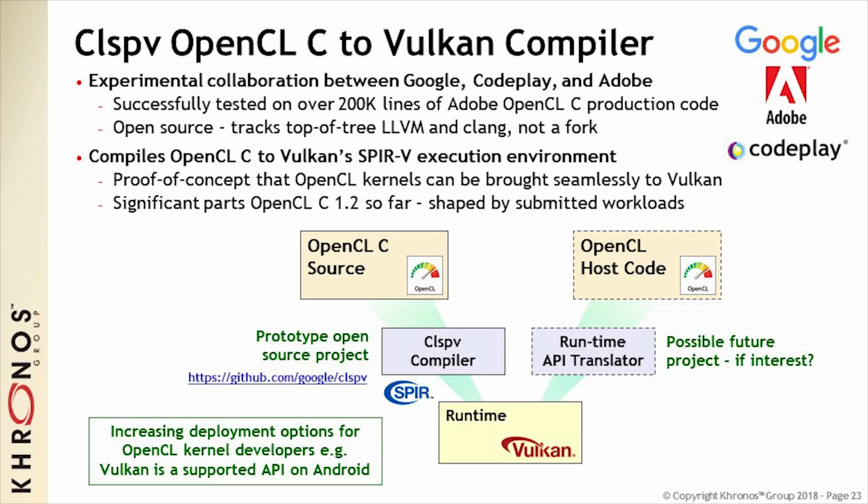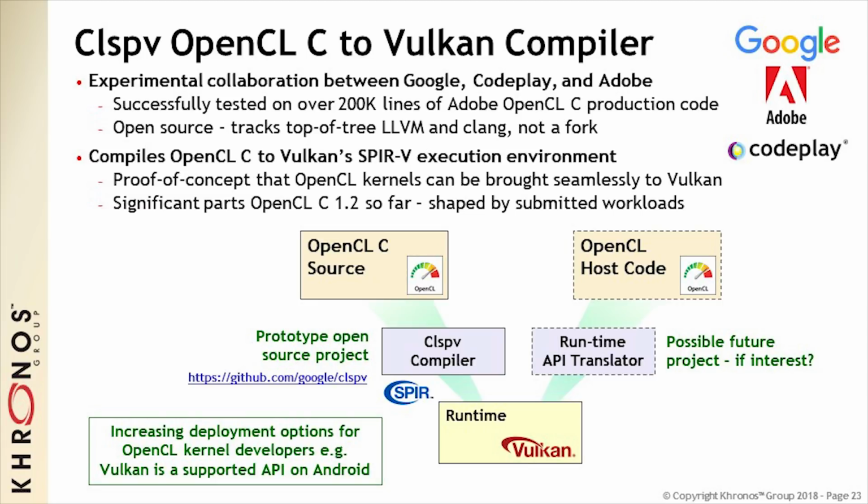So another really interesting project, which is new since last IWOCL, has the catchy name, CLSPV. It stands for OpenCL to SPIR-V compiler. And this was originated as a collaboration between Google and Adobe and Codeplay. And it's a compiler to take OpenCL C source and convert it to the Vulkan version of SPIR-V. And Adobe have successfully taken their 200,000 lines of OpenCL C kernels and deployed them and run them through a Vulkan runtime. So this is a proof of concept, and again, health warning, this is just beta.